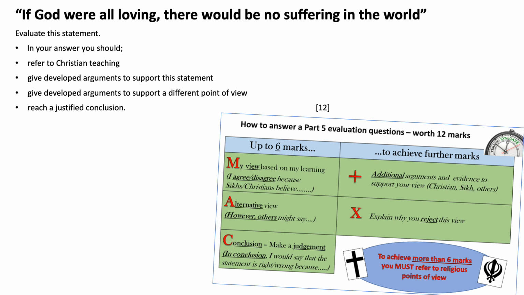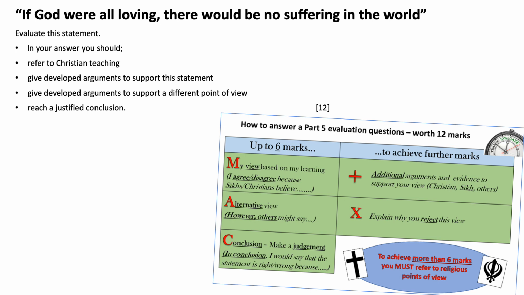So let's just apply that to a question. The type of question that you could have on paper 1 in the Christianity section, the quote is, if God were all loving, there would be no suffering in the world. And the question is set out like this. So it says, evaluate this statement. And then it gives you a list of what you should include in your answer. So you must refer to Christian teaching. So remember, you must refer to religious points of view.